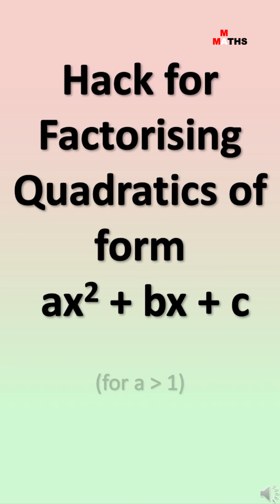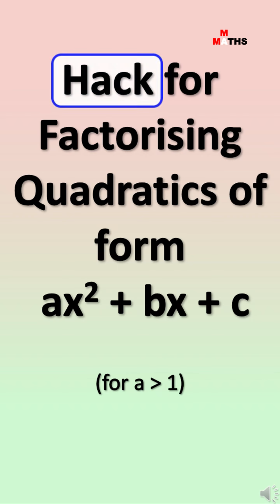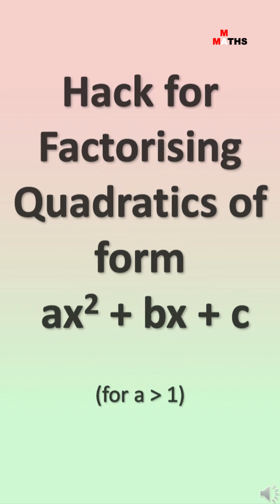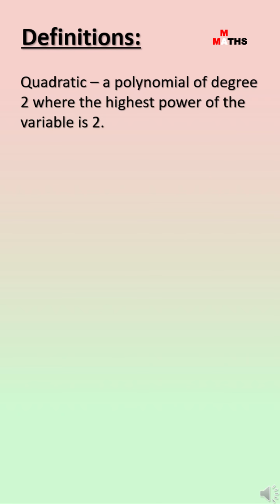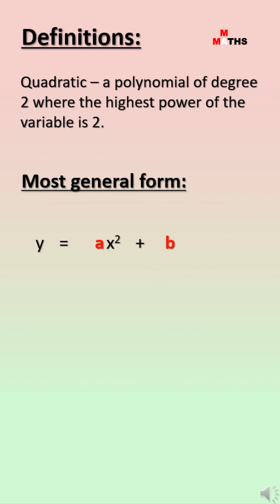Here's an engineering hack for factorising quadratics of form ax squared plus bx plus c. Makes it much faster. Firstly, a little recap. A quadratic is a polynomial of degree 2 where the highest power of the variable is 2. Here's some general forms. Y is equal to ax squared plus bx plus c. We have coefficients a, b and c, where c is the constant.